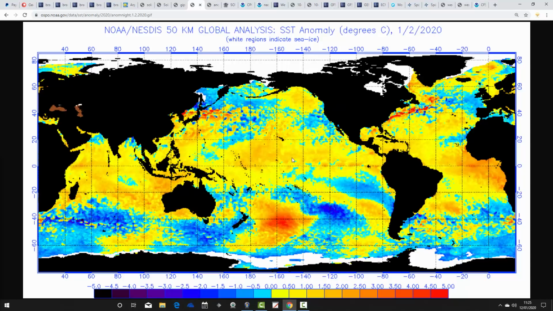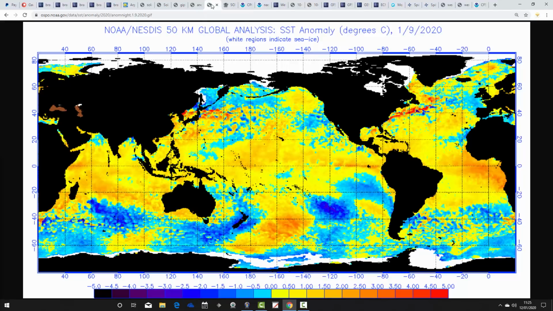So again, this is how things looked last week. This is from January the 2nd, 2020. Of course, the Americans always do the date the other way round, don't they? Have the month 1st and then the day 2nd. So this is January the 2nd, 2020. If we come to the latest, which is January the 9th, 2020, this is how things look.